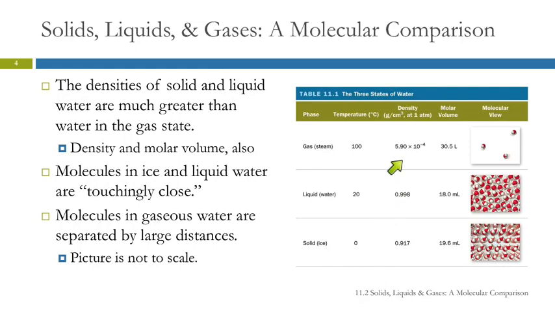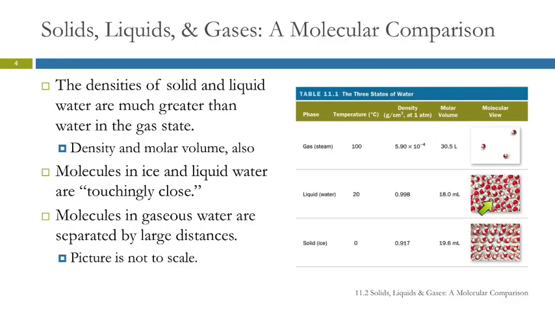If you look at the densities here, we see that the density of ice and of water are similar, 0.9-something. The density of steam is much lower. And if you compare molar volume, the volume of 1 mole of this stuff at the same temperature and pressure, we see that the molar volume of the gas is significantly larger than the liquid and the solid, which are both similar. Not the same, but they're similar.